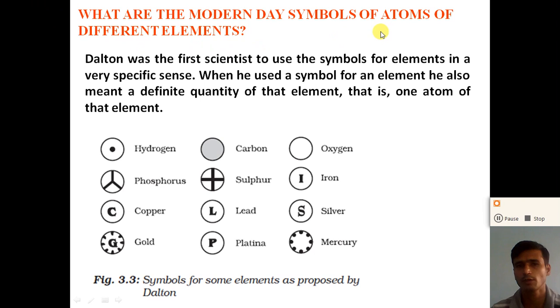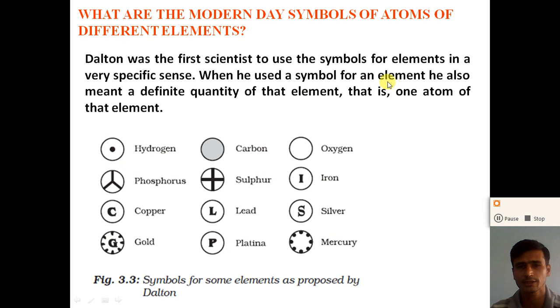So what are the modern-day symbols of the atoms of different elements? How can we represent the atoms of different elements? Dalton was the first scientist to use symbols for the elements in a very specific sense, right? Dalton gave the symbol of hydrogen like this. On the screen, the symbols of the different elements proposed by Dalton are present.